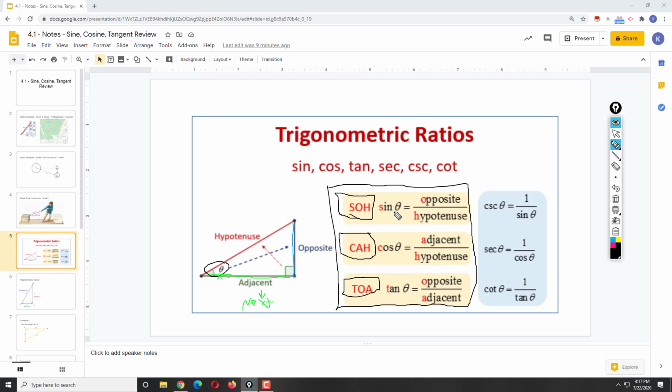For calculus, you should also know that cosecant is 1 over sine. So cosecant is CSC. Cosecant. Secant is 1 over cosine, and then cotangent is 1 over tangent. Okay.